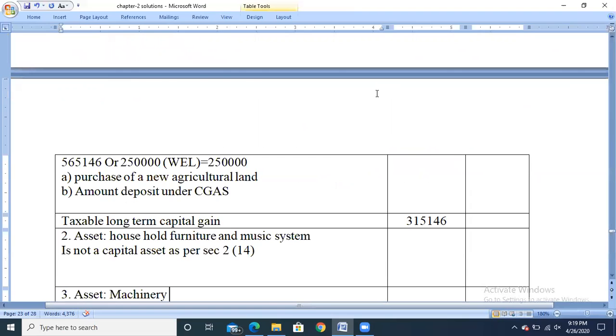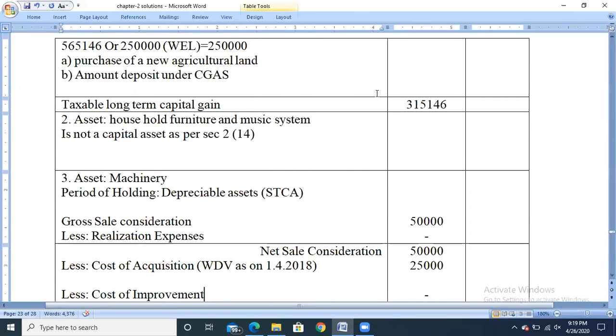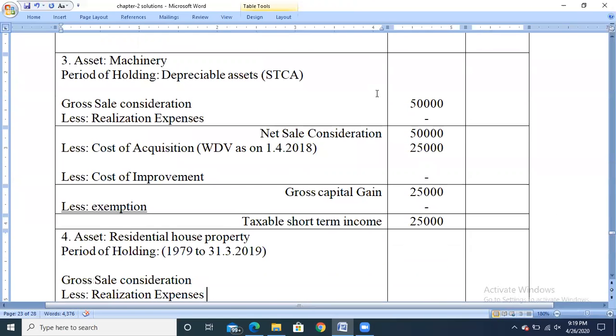Now calculate the type of capital asset. House property is an immovable property. It falls under the fourth category. The conditions: if it is held for more than 2 years, it's a long-term capital asset. If it is held for less than 2 years, it's a short-term capital asset. So it is held for more than 2 years, hence the asset is a long-term capital asset.